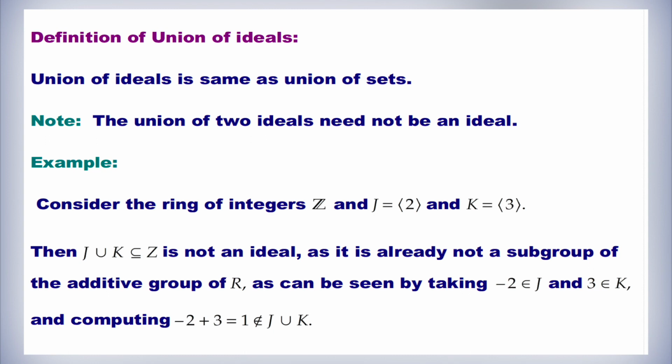The definition of the union of ideals: the union of ideals is the same as the union of sets. Note that the union of two ideals need not be an ideal. For example, consider the ring of integers Z, and J is equal to the ideal generated by 2 and K be the ideal generated by 3. Then J union K, a subset of Z, is not an ideal as it is already not a subgroup of the additive group, as can be seen by taking -2 belonging to J and 3 belonging to K and computing -2 + 3, which equals 1, and this does not belong to J union K.